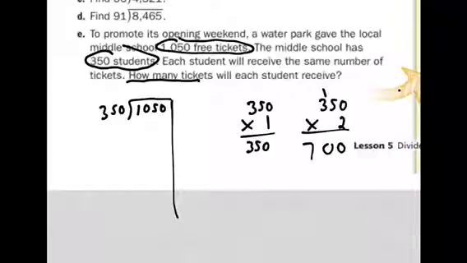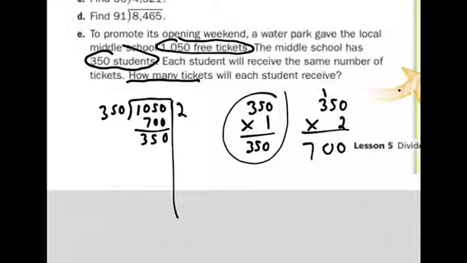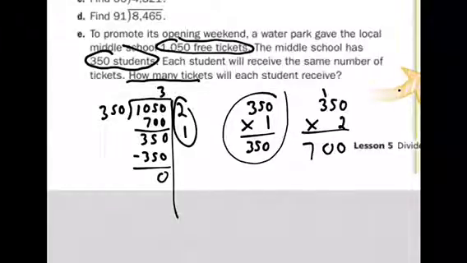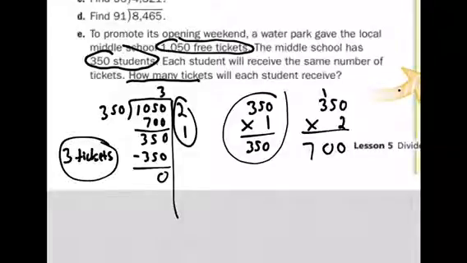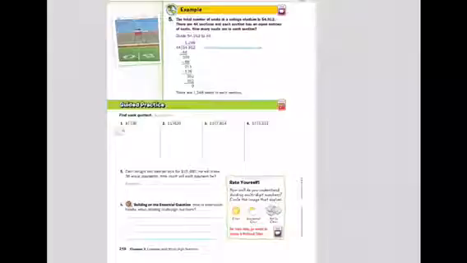So 350 goes at least 2 times into 1,050, and that's 700. When I subtract, 10 minus 7 is 3, I'm down to 350. And guess what? 350 goes 1 time into 350. Subtract, 0. So add those together, my answer is 3. So how many tickets will each student receive? They are going to receive 3 tickets. Okay. All right, now let's go on to the next page.